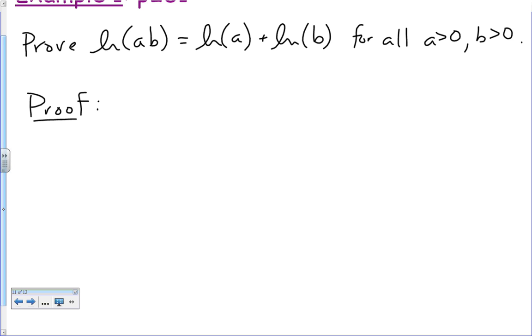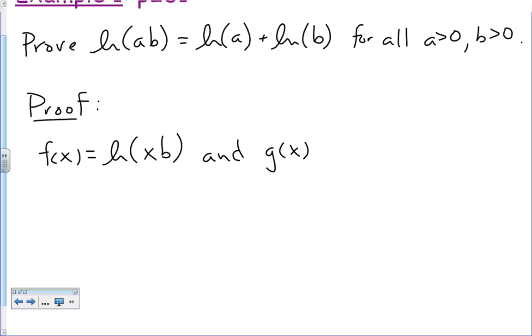So we're going to say that f of x is the left side of this equation here. So f of x is going to be the ln of x times b, where b again is a constant here. x is our variable. And we're going to let g of x be the right side. So we'll have the ln of x plus the ln of b. All right, so we've defined our two functions here, function f of x and function g of x.